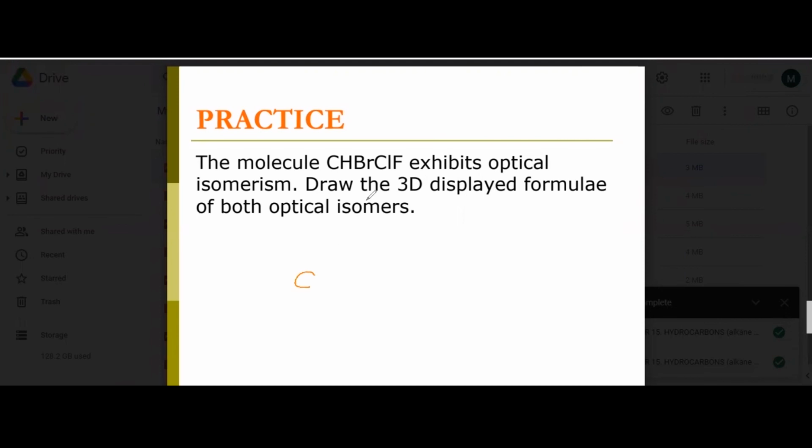Okay, let's see the answer. CHBrClF. So it is connected to 4 different groups, right? Please see how to make the 3D formula. Let's say I put Br here. It's okay to put anywhere, since all are connected to C. So let's say this is Br, this is Cl, this is F, this is H. Then the mirror image, the most important, you can draw the mirror image: Br, Cl, this H, this F.